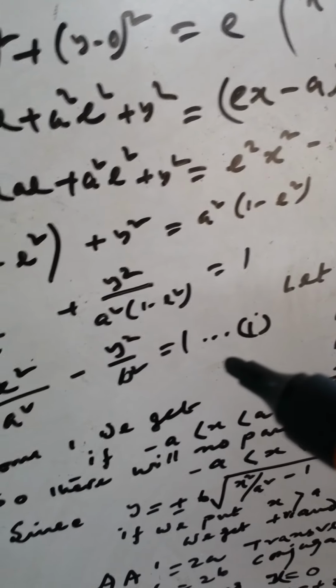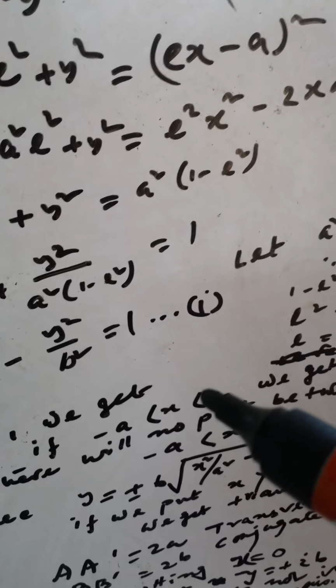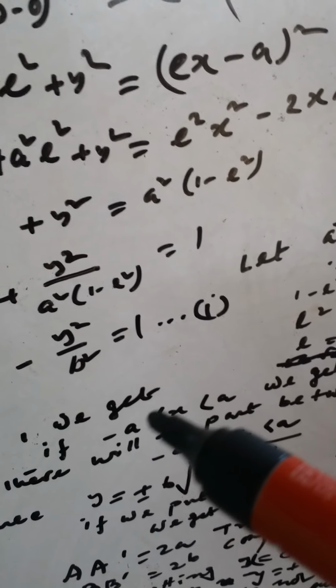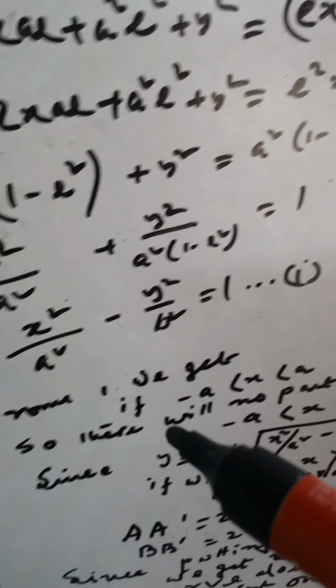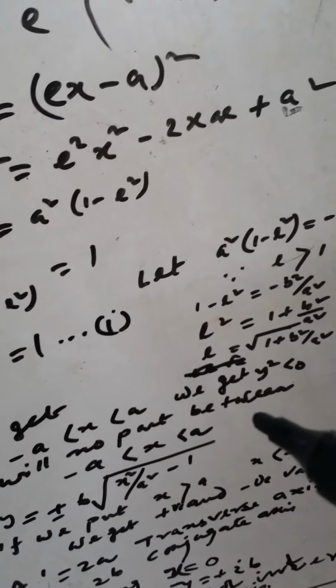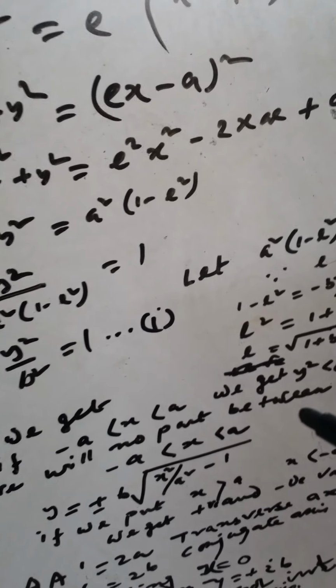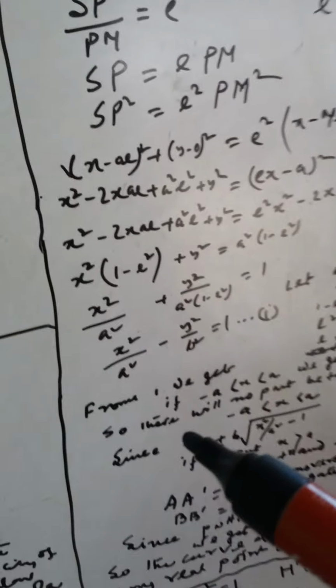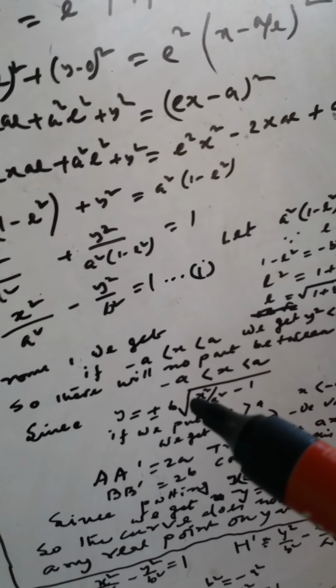From this we get, if x is less than A and greater than minus A, y square is less than 0, so there will be no part of the curve between them. There will be the curve having no part between them.